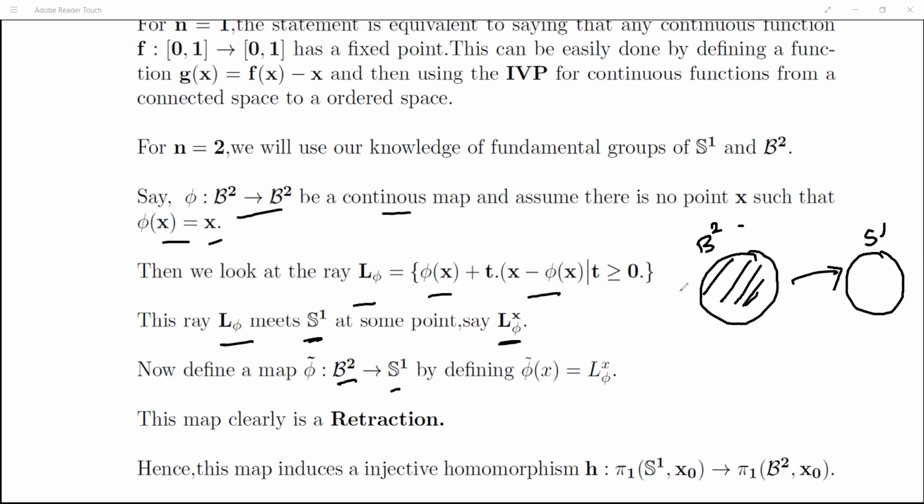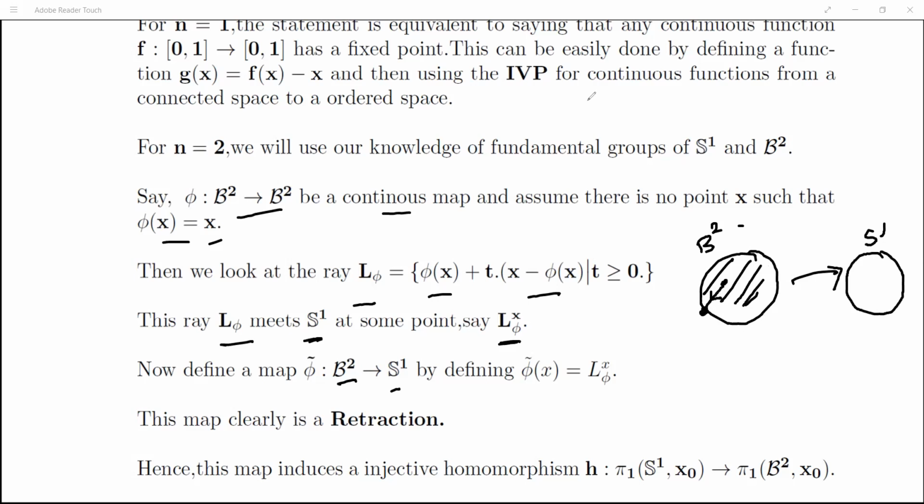Now observe one thing, that this map actually fixes every point on the boundary. Isn't it true? Because if you have a point in the boundary and f takes this point to some other point, then you join this line, so you create this ray, and that will hit the circle at this point itself, isn't it? So basically you have a retraction, right? This S1 is a subspace of my closed disk, and this map is fixing every point on that subspace. So this map is basically a retraction.